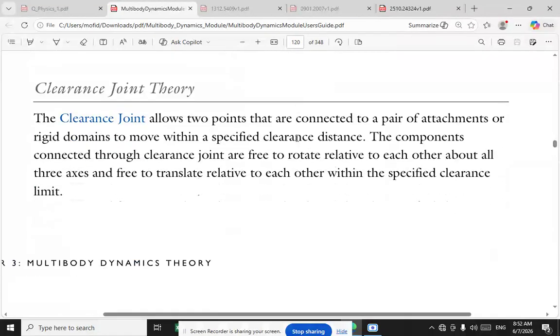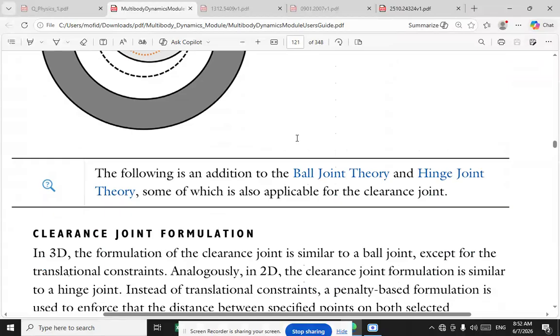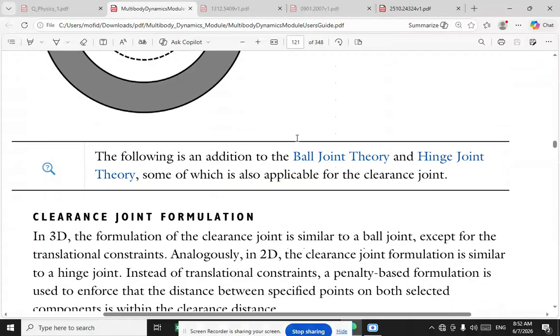Clearance joint theory. The clearance joint allows two points that are connected to a pair of attachments or rigid domains to move within a specified clearance distance. The components connected to a clearance joint are free to rotate relative to each other about all three axes and free to translate relative to each other within the specified clearance limit. The following is an addition to the ball joint theory and the hinge joint theory, some of which is also applicable for the clearance joint.